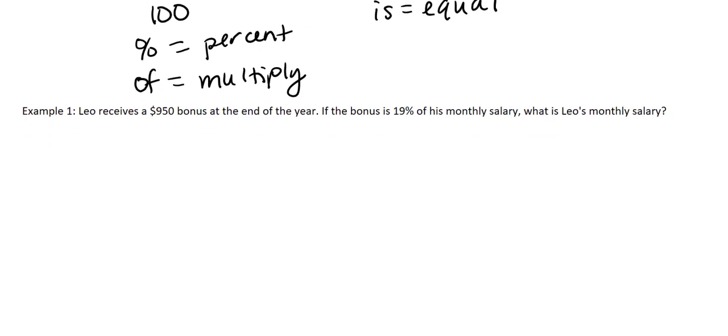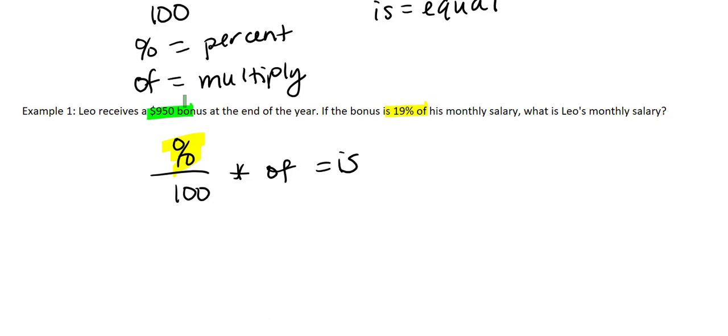So Leo receives a $950 bonus at the end of the year. If the bonus is 19% of his monthly salary, what is Leo's monthly salary? So if we have our equation, we have a percent, so we're going to go ahead and put that right there. We also notice that Leo receives a $950 bonus, and then at the end of the year.